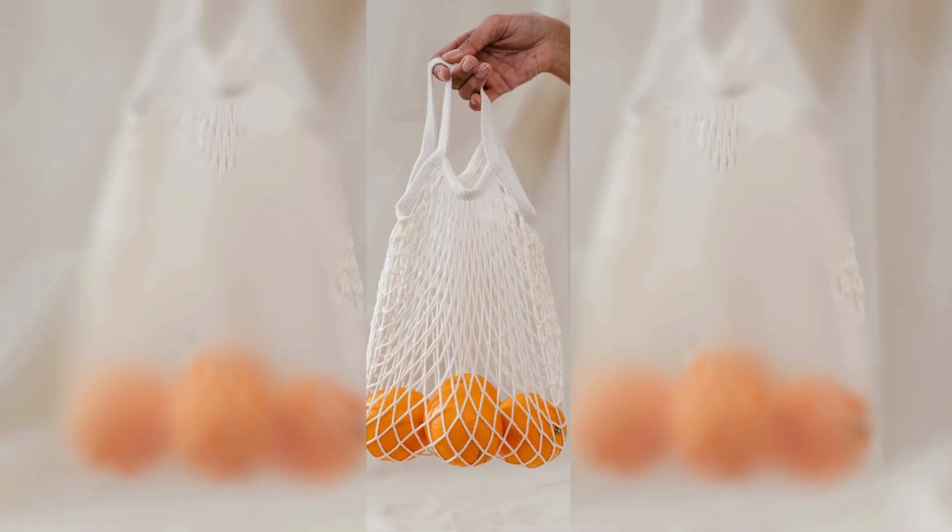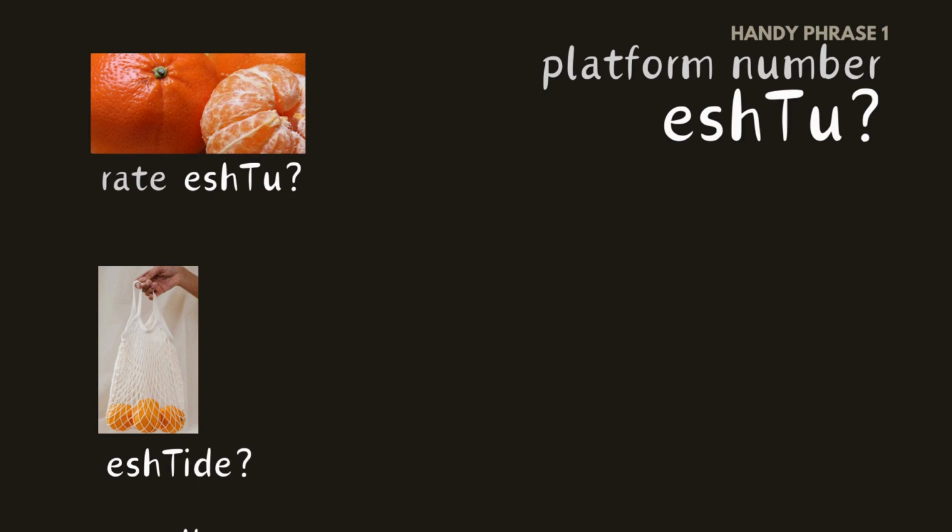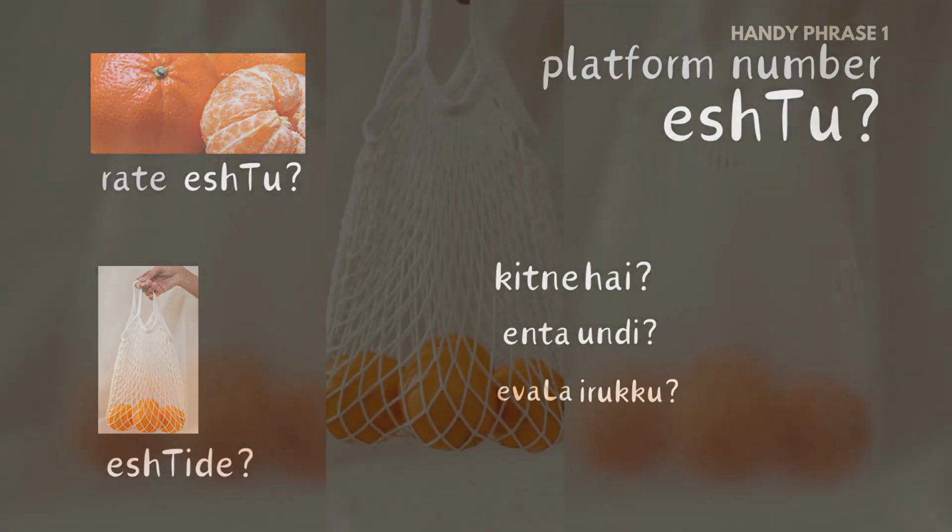Alright, the vendor just gave you some oranges. How many did he give you? You can just use estu either, or even better, estu. Remember that the vowel u gets trapped in combination with the next word. Estu gets translated to kitne hai, enta undi, or evvalavu irukku.